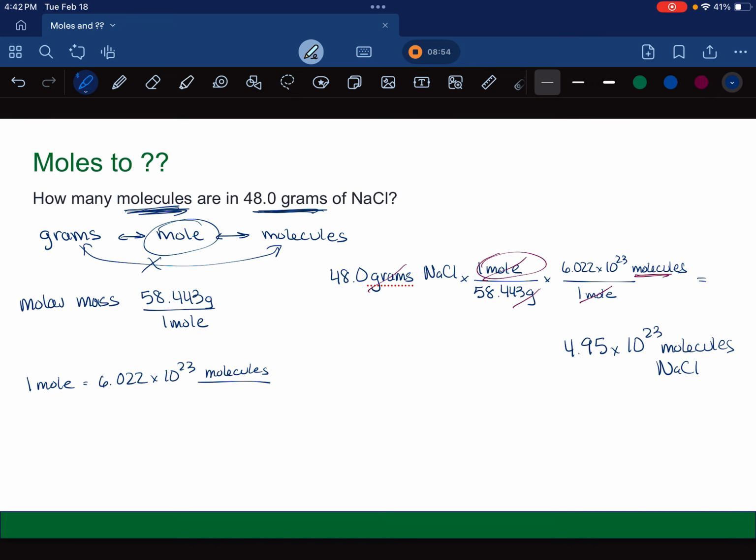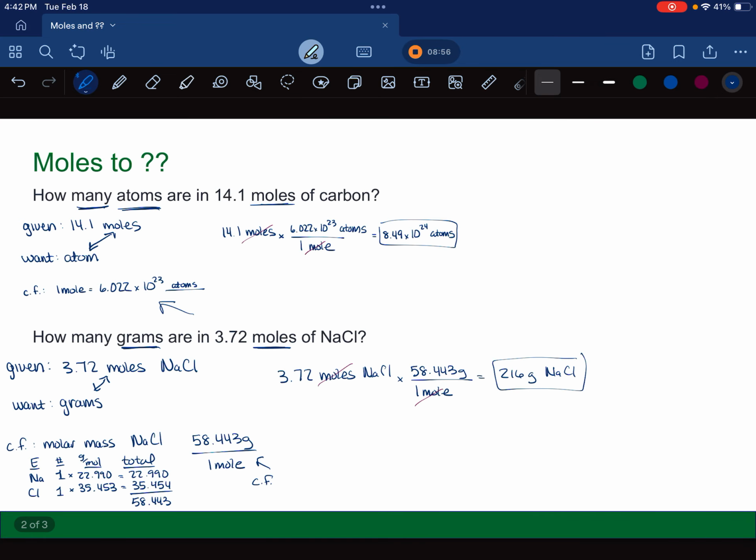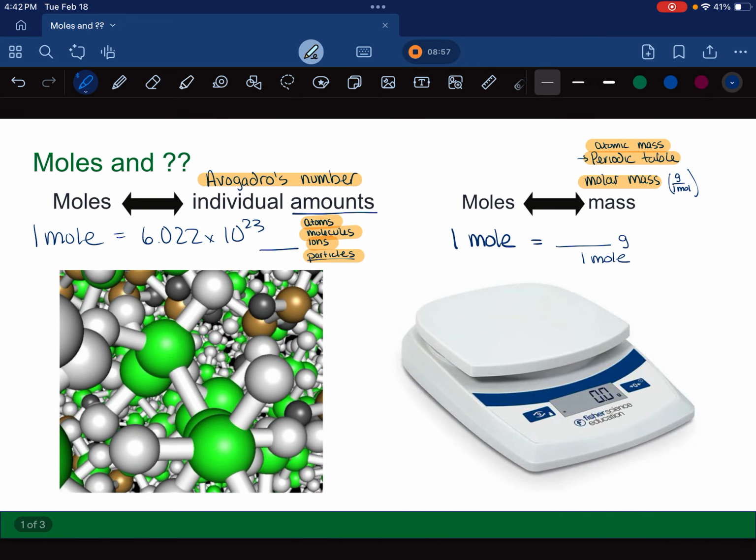So again, the most important thing when doing these problems is identifying, when you see the word moles, what it's related to. Then you're going to know which proper conversion unit to use.